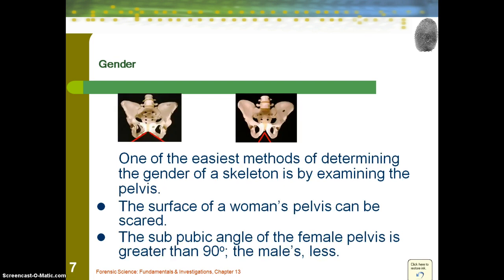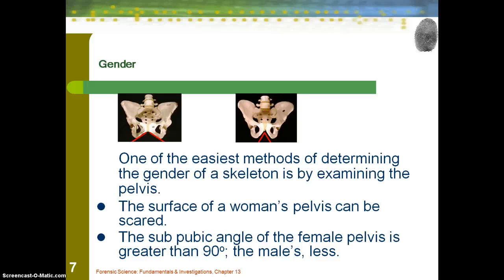Another way to determine gender is by looking at the pelvis. One of the easiest methods of determining the gender of a skeleton is by examining the pelvis. The surface of a woman's pelvis can be scarred, and this would be, of course, due to childbirth. The subpubic angle of the female pelvis is greater than 90 degrees, and the male's is less.